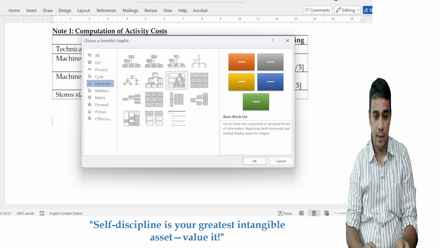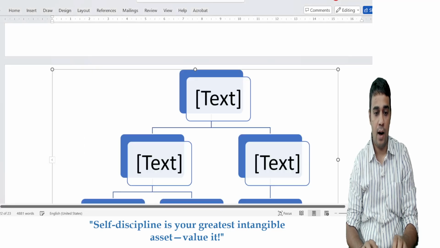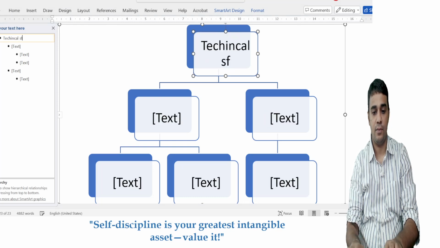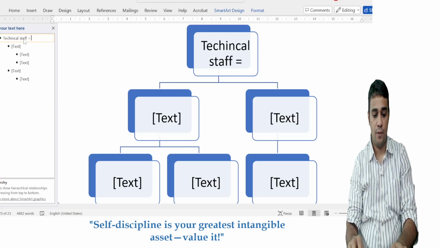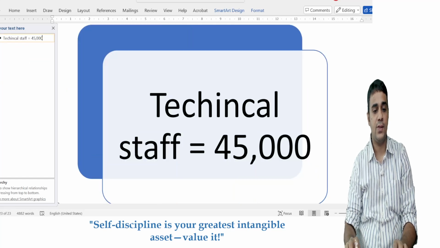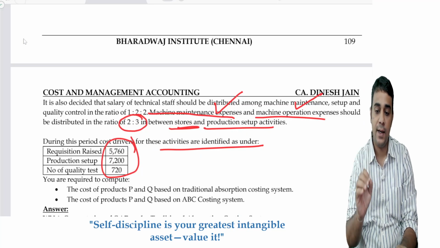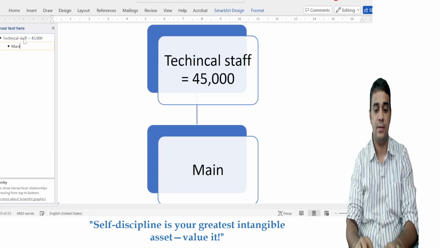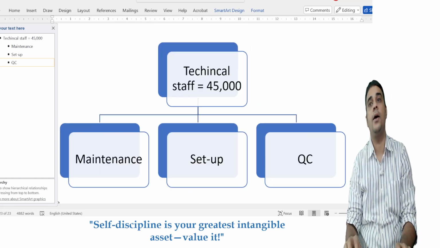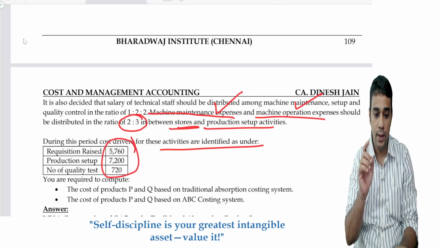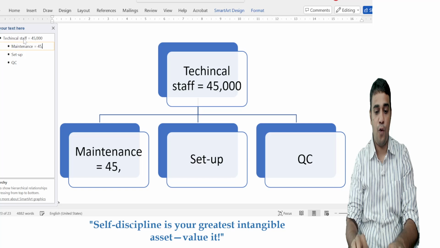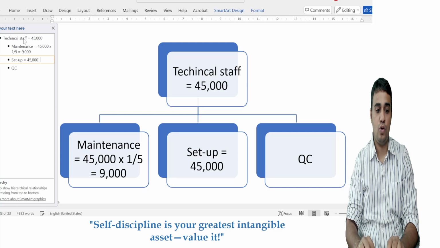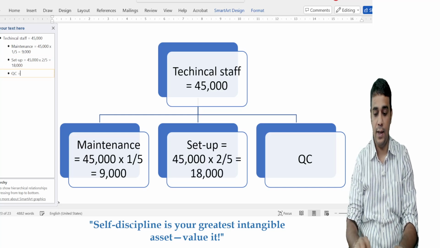Technical staff, amount incurred is, how much is the expense on technical staff? Tell me the amount for technical staff. 45,000. Now what the question says is, this technical staff 45,000 should be bifurcated between maintenance, setup and quality control, in the ratio of 1 is to 2 is to 2. Maintenance is 45,000 into 1 by 5, 9,000. Setup is 2 by 5 and quality control is again 2 by 5.